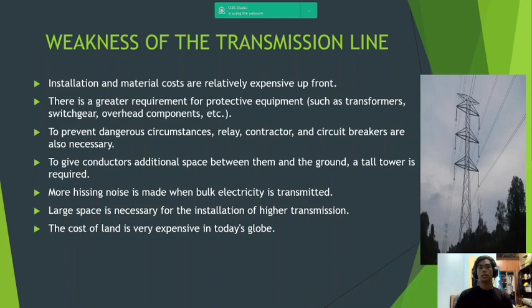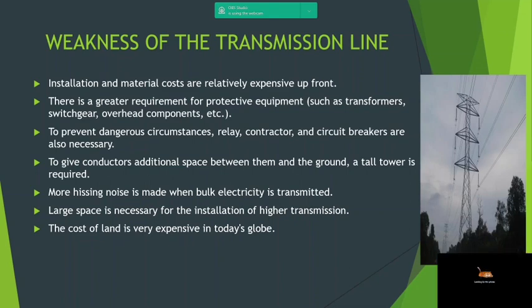So the fourth one is to give the connector additional space. About space, if we want to build a transmission tower, we need a lot of space to build one transmission line because it is big. And then more hissing noise is made when bulk electricity is transmitted. When the electricity is transmitted from one tower to another tower, it will make a hissing noise.